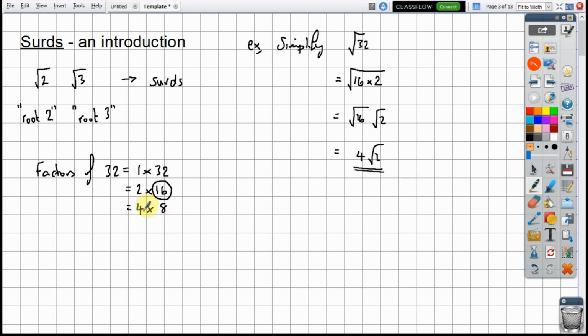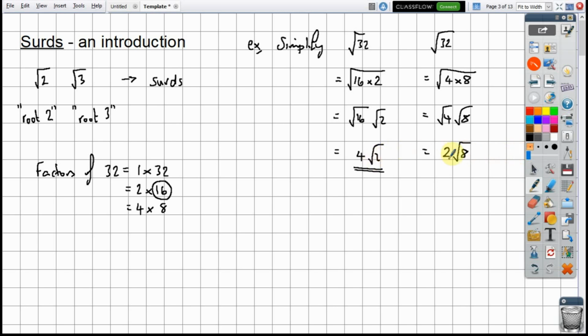If we had used the 4, we would still get the right answer, but it would take longer, it would be more hassle, and it would be more likely to go wrong. Let's just have a quick look to see. We could have broken the 32 up like that. And so what we've got is root 4 root 8. That is 2 root 8.